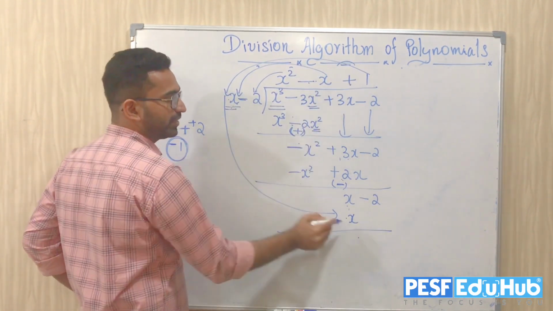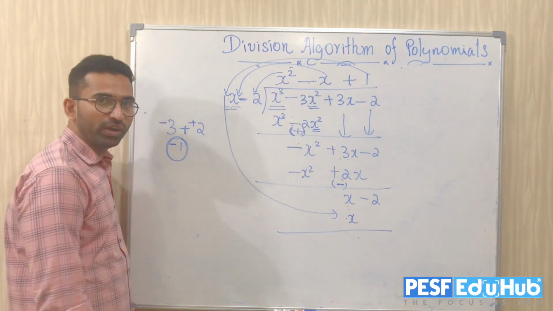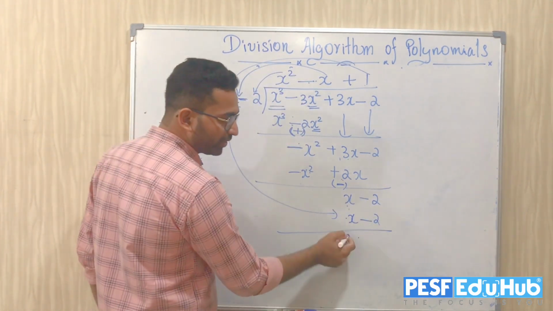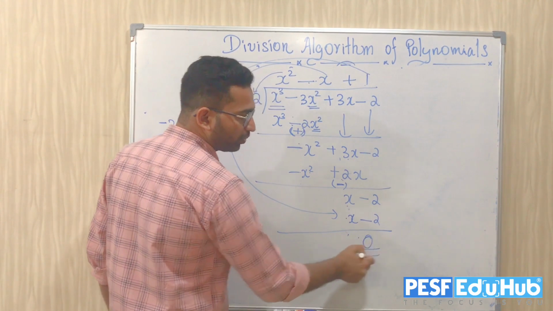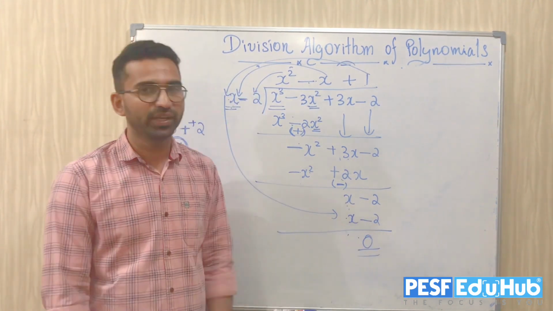So 1 into x is x. Okay, no problem. At the same time, I have to multiply 1 with the what? Minus 2. 1 into minus 2 is how much? Minus 2. Okay, so when you subtract 0, this is also 0. Means you are subtracting x minus 2 and x minus 2. Definitely this will be 0.